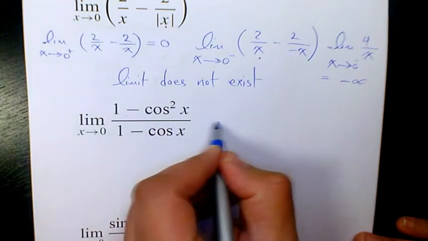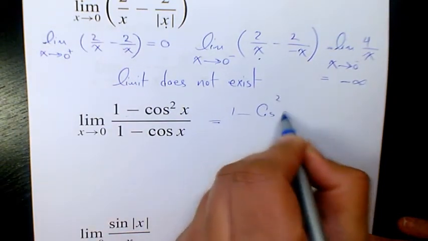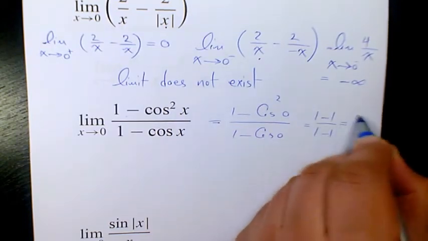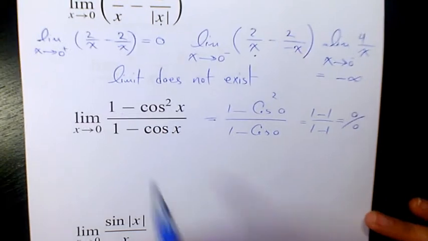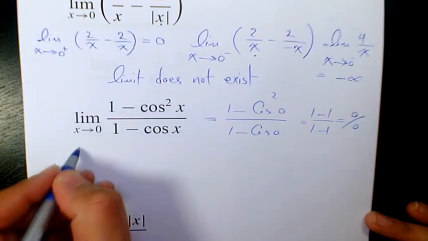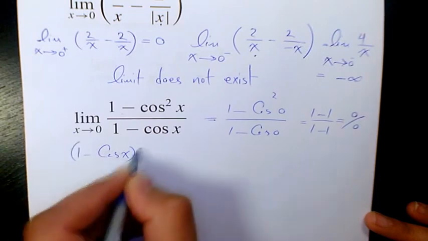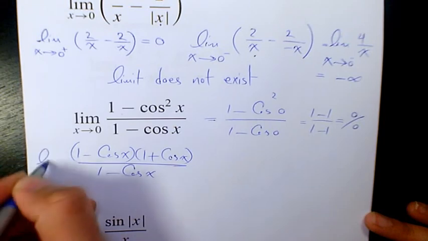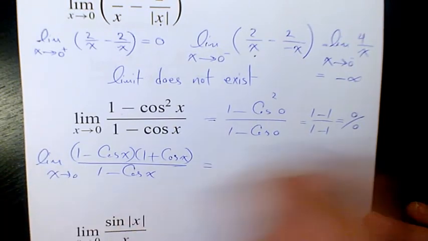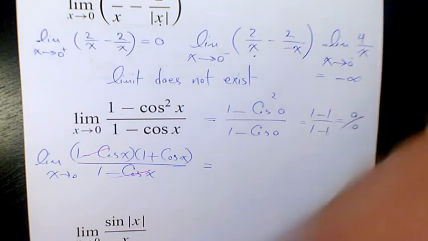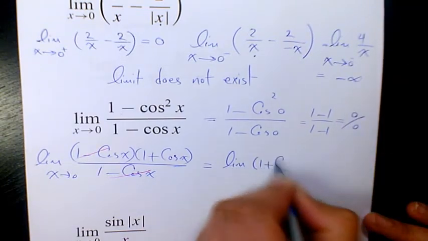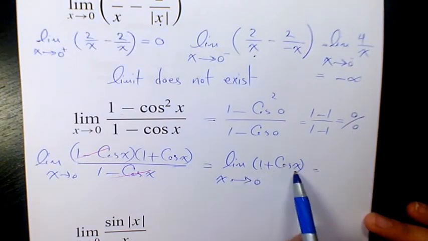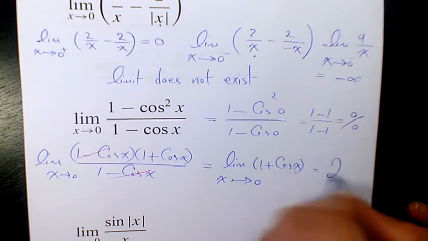We know 1 minus cosine squared of 0 is 0, divided by 1 minus cosine 0, which is 1 minus 1 divided by 1 minus 1, so that's going to be 0 over 0. That's undefined. But here I can factor the numerator: 1 minus cosine x times 1 plus cosine x, divided by 1 minus cosine x, as x approaches 0. These two cancel out, and it's going to be the limit of 1 plus cosine x as x approaches 0. It's going to be 1 plus cosine 0, which is 1 plus 1, which is 2.